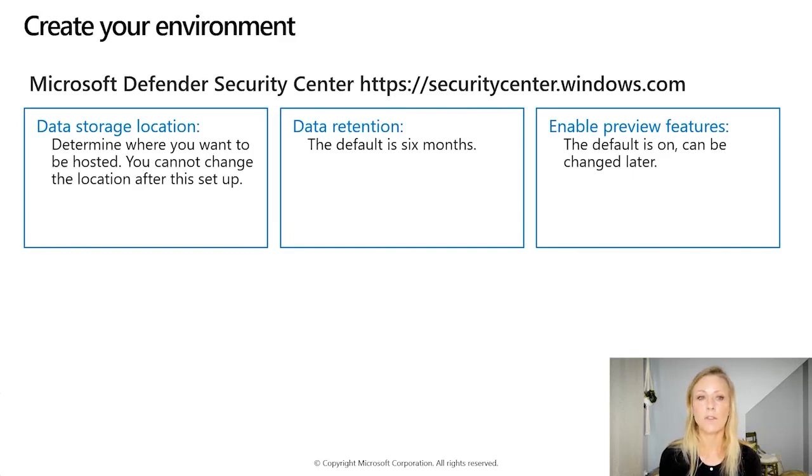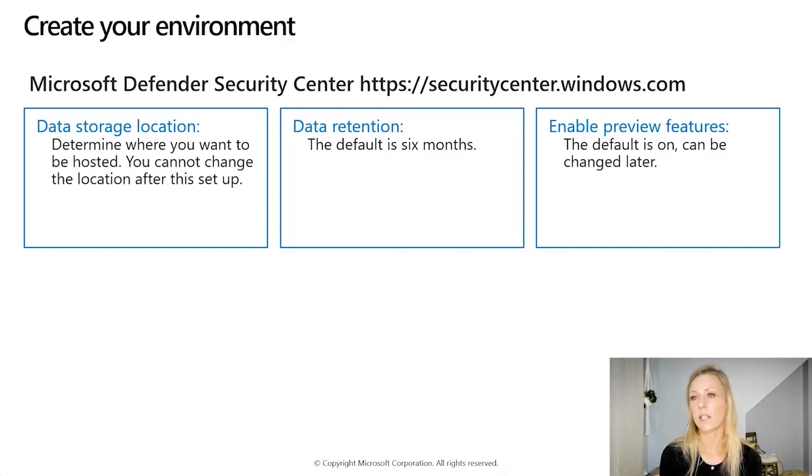And on the setup preferences page, there are three settings that we can configure. And these are things that you want to consider before you get to this page because some of it cannot be changed afterwards. So when we take a look at data storage location, you want to determine where you want your tenant to be primarily hosted. And since you cannot change this location after you set it up, and there's no way that we at Microsoft can transfer the data from the specified geolocation, be sure that you've determined that beforehand.